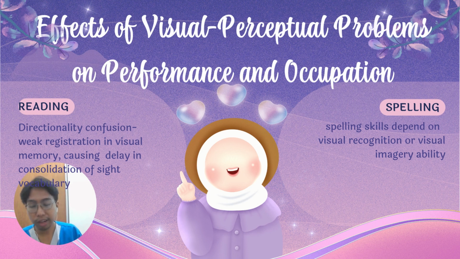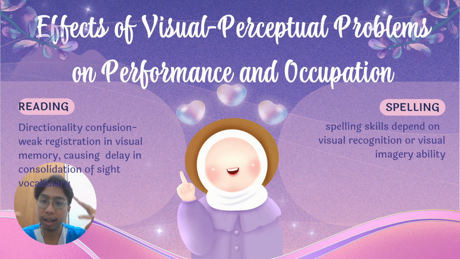How can they even know where am I reading, left to right or right to left? This is where directionality comes in. It becomes confused in terms of directionality. So how can they even read a book or just read one sentence if they don't even know which direction it is going, left to right or right to left?